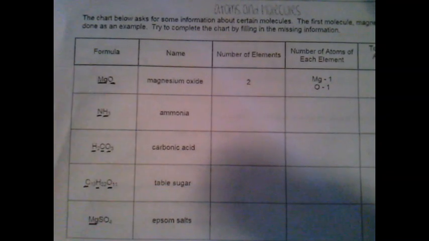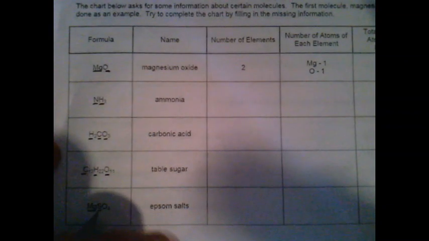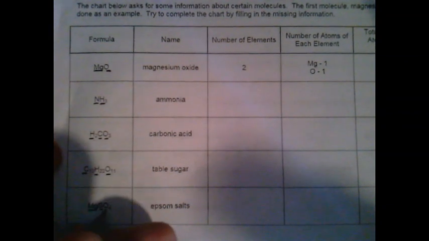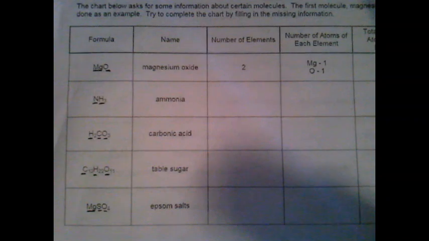Here, I have 1, there's a capital letter. I have 2, there's another capital letter. I have 3. So when you see a capital letter, it's like starting a sentence. You always capitalize the start of a new sentence. So same with elements, you always capitalize when a new element is there. So you're going to write down the number of elements. So in magnesium oxide, I have a total of 2.